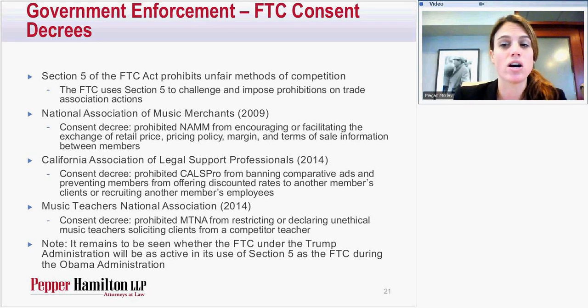In this case, the code of ethics of the trade association actually prohibited one music teacher from soliciting clients from another teacher. The FTC stepped in and prohibited that behavior.